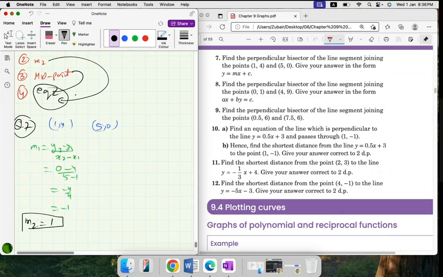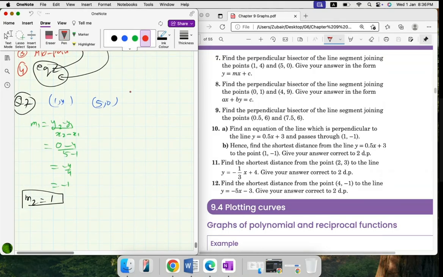Then the third step is the midpoint. I'm finding the midpoint: x1 plus x2 by 2, y1 plus y2 by 2. 1 plus 5 by 2, 4 plus 0 by 2. 6 by 2 is 3 and 4 by 2 is 2. So now we have the new gradient, we have the new point.